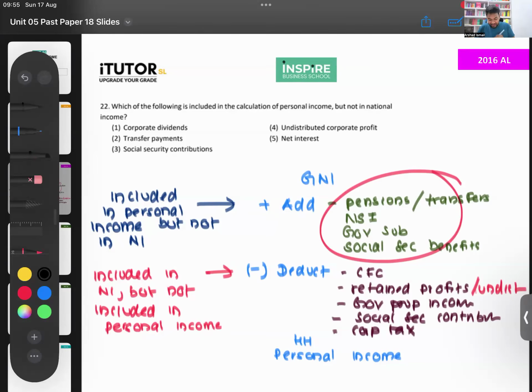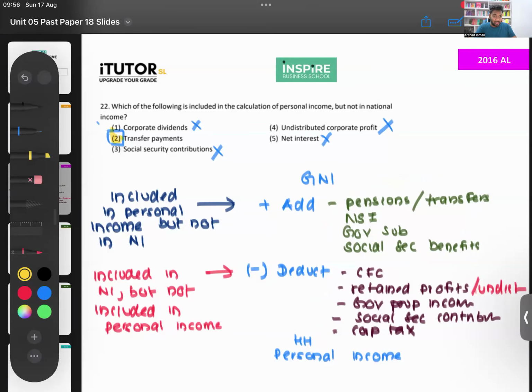What do we have? We have corporate dividends that households do get. You don't have that. Transfer payments, yes. Pension transfers, it is not a part of national income, but households get. Social security contribution, no, that is in this part. I mean, in undistributed profit, no, that is in this part. Net interest, that households get. Households do get interest. So then your answer there is number 2. So if you know this logical story behind it, you can get this answer.